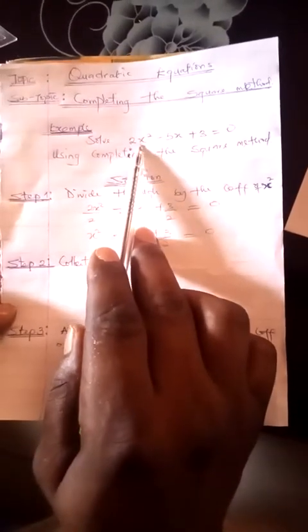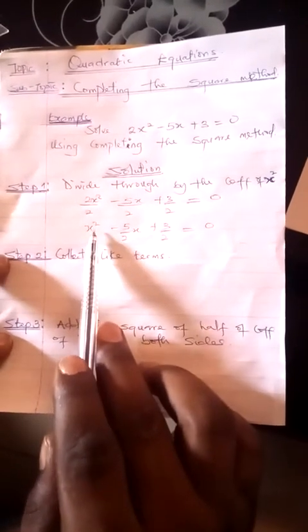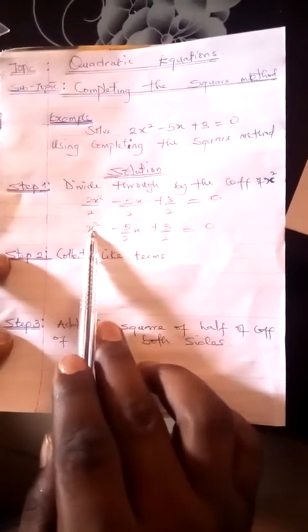But if the coefficient of x squared is 1, we may not apply step 1, so we will start from step 2. The most important thing is that the coefficient of x squared must be 1 before we proceed to step 2.